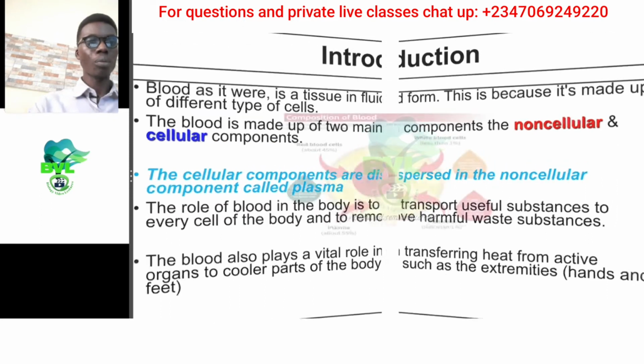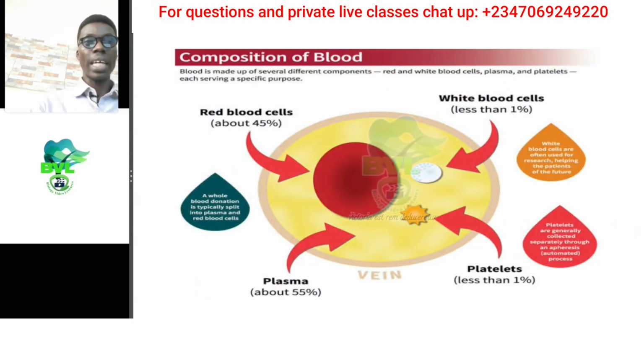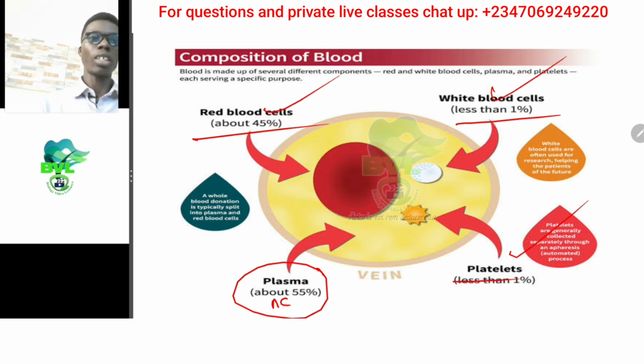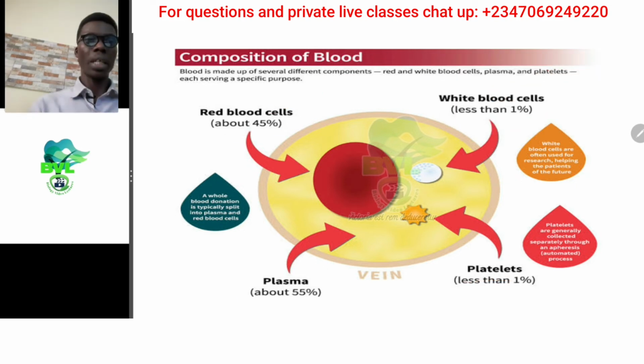All right, so again, you can pause the video here, just showing you the different things I told you. 55% is the non-cellular component, and these three form the cellular component, which means they are cells. Basically, this red blood cell is the highest. Then we have, of course, white blood cells and the platelets. So you might want to pause the video to write some things down from here. All right.